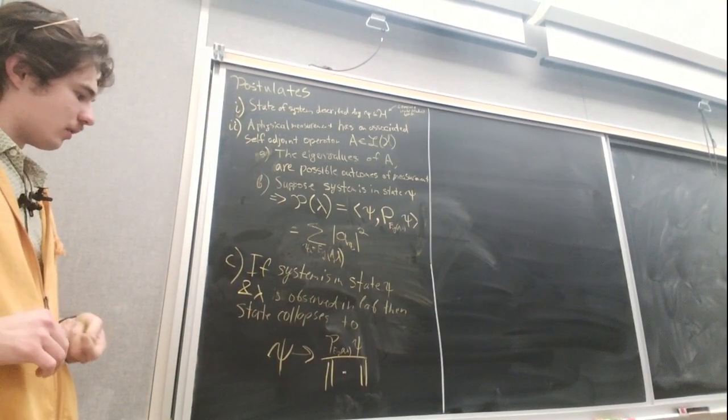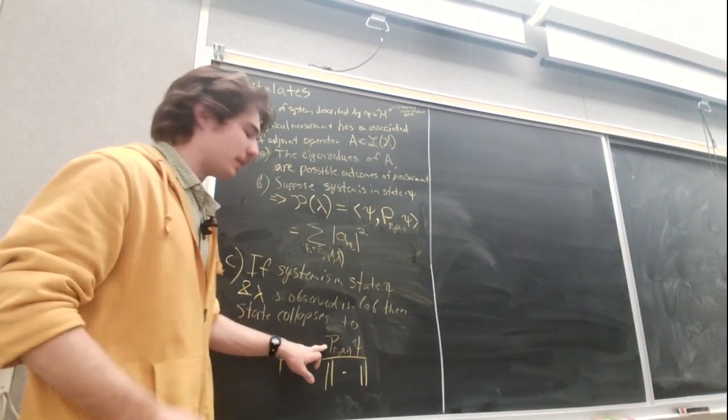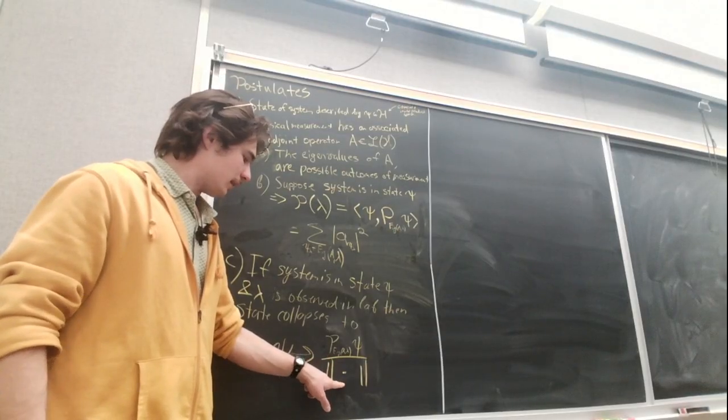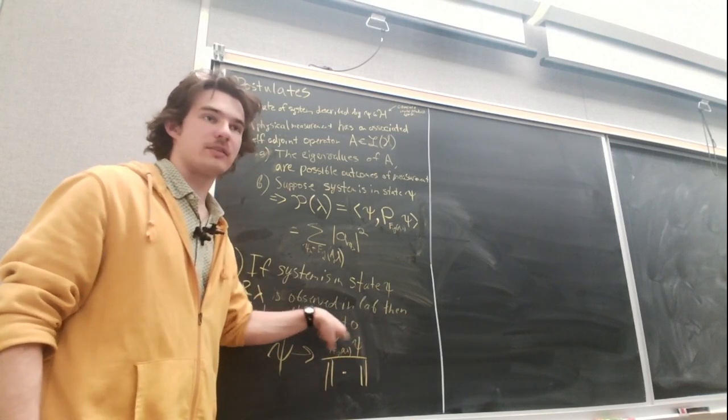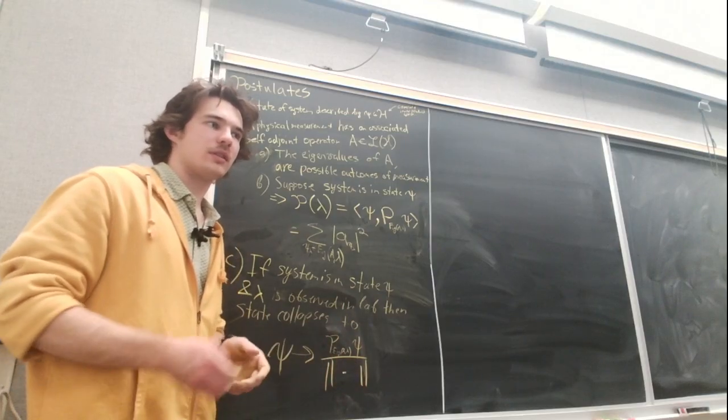So, does this notation make sense? When I write dot like this, I mean divided by the length of the thing that's above. I just don't want to write the same thing twice.